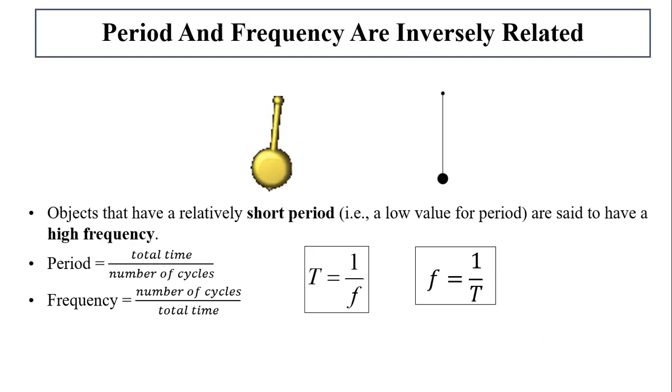Now let's see the relationship between period and frequency. They are inversely related. Here are two pendulums. They have different periods and therefore different frequencies. The first one has a longer period, which means the pendulum on the left is vibrating less frequently. The second one has a shorter period. It's going faster, right? So it has a shorter period and a higher frequency. Period is the time of one cycle, or the total time divided by the number of cycles. Frequency is the number of cycles divided by total time. They are inversely related: T equals 1 over f, and f equals 1 over T.